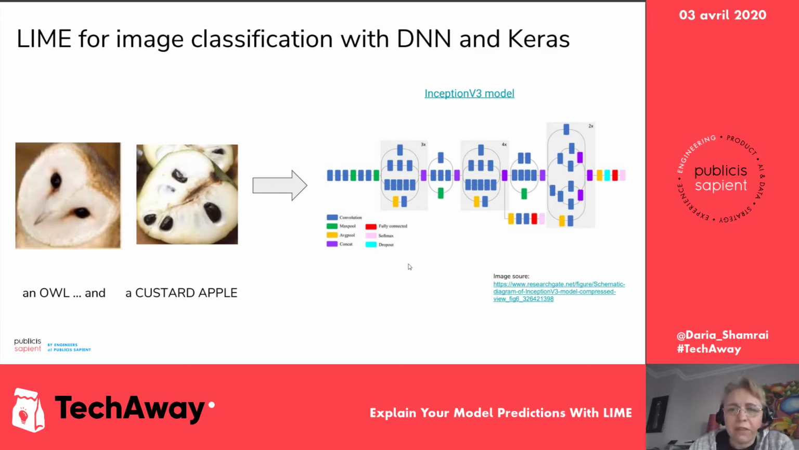So the next one is an example of LIME being applied for image classification, where we use a DNN and the Keras library, Keras framework. I took two funny images. On the internet, you can find this sort of confusion datasets where you can see dog faces and muffins with raisins. And here we have the owl head and the custard apple. It's a kind of exotic fruit too. It's not a real apple, but close. Same family.